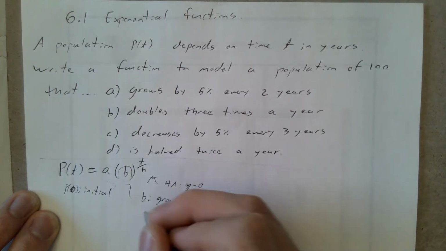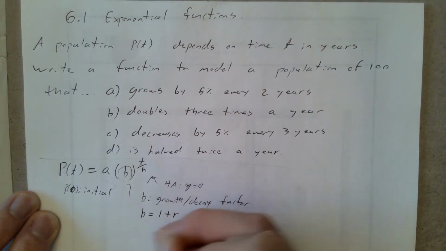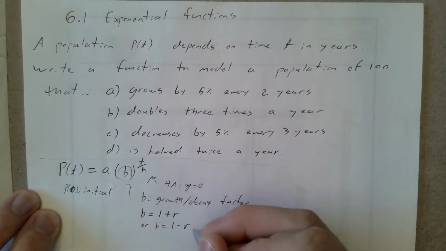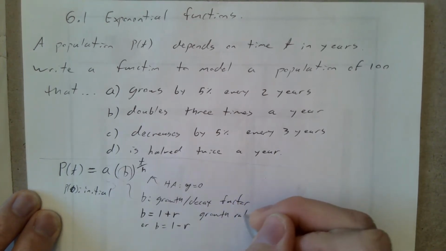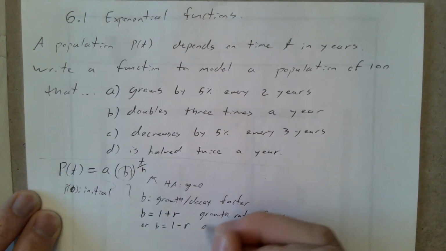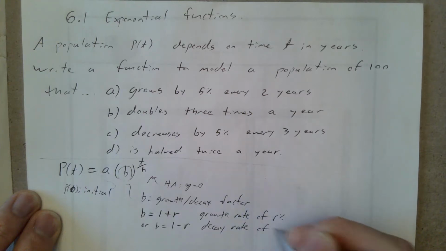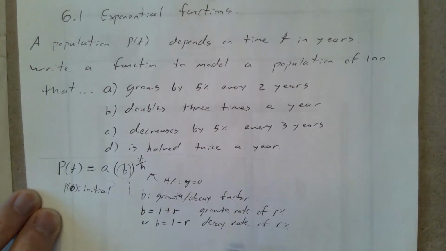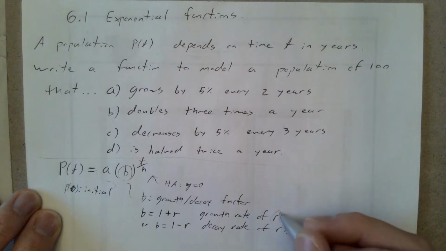But our base could also be 1 plus r, or our base could be 1 minus r. This would be if we have a growth rate of r% or a decay rate of r%. I'm not quite sure I'm writing it properly. Maybe it should be 100% plus r. This is usually going to be as a decimal.